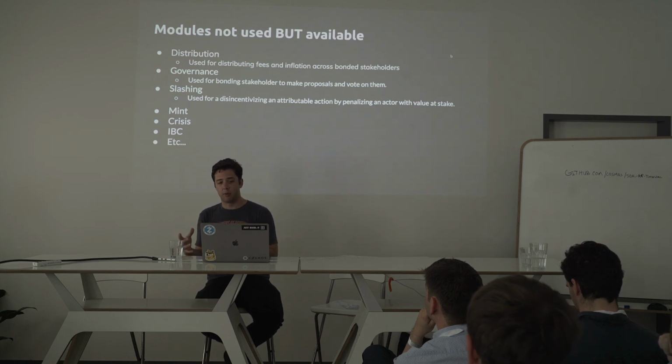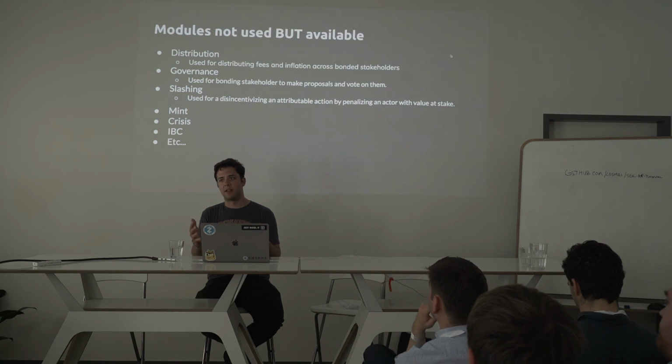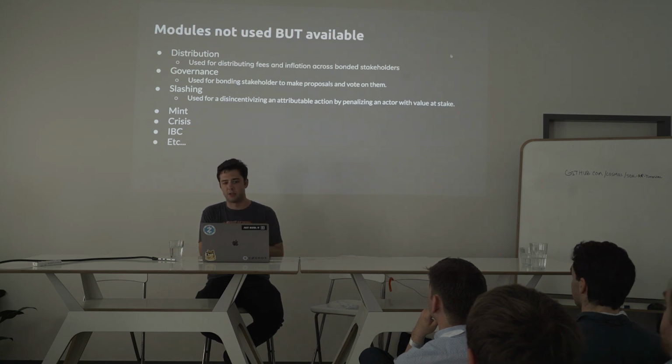Slashing, this is a pretty key part of our proof of stake model as well, and this punishes validators for Byzantine behavior or other things that are not good for the network, i.e. lengthy downtime. We don't want validators to have their machines down for a long period of time and not be punished or kicked out of the network. Mint, so when we're talking about inflation, we actually do need to create some new coins, so there are special permissions for that. There's a module for that.